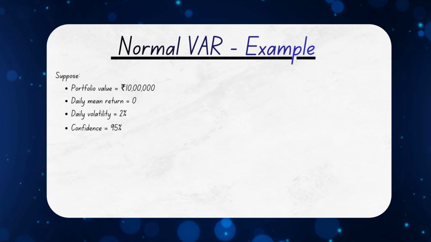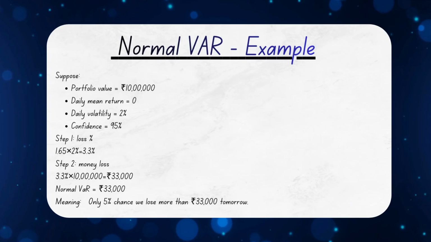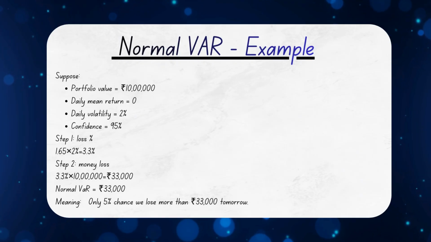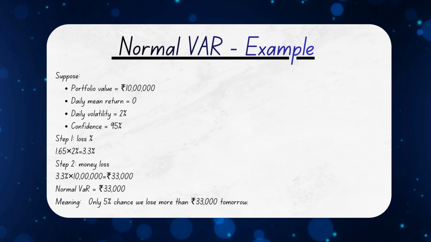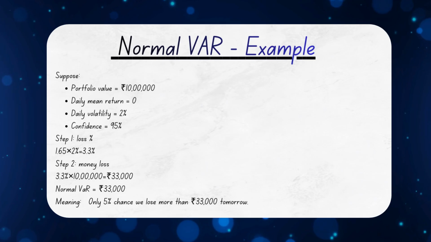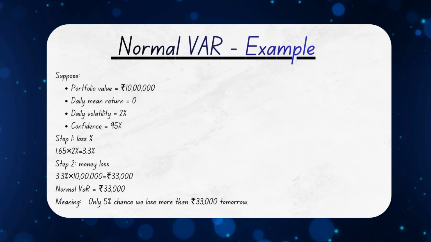Imagine you have a portfolio worth 10 lakhs and the daily volatility is 2%. For a 95% confidence level, we multiply 2% by 1.65, which gives us about 3.3%. That means the worst expected daily loss is roughly 3.3% of the portfolio. In money terms, that's about 33,000 rupees. So the normal VaR says there's only a 5% chance you'll lose more than 33,000 tomorrow. Simple, clean, and quick. But here's the catch.